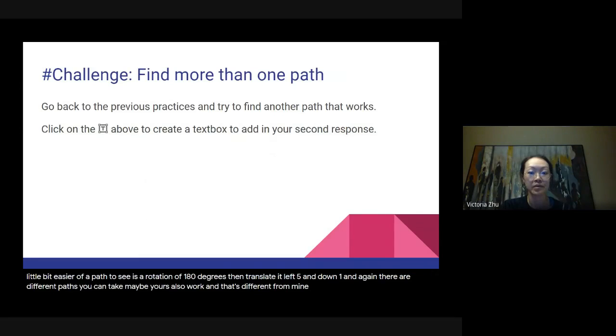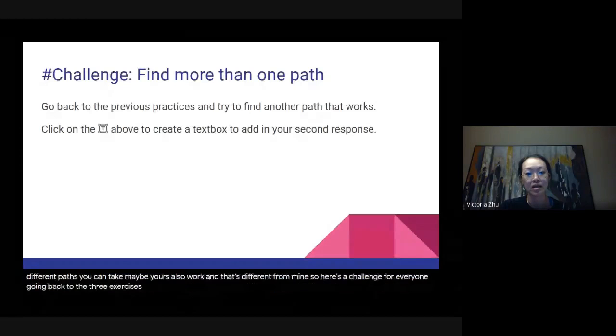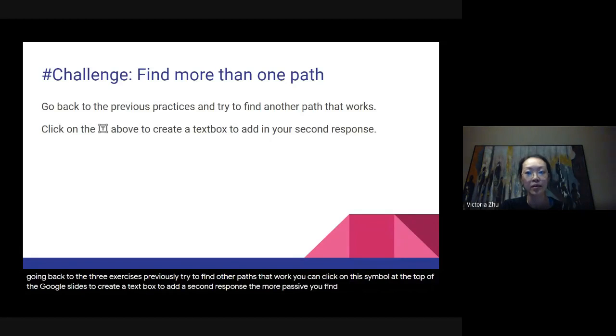So here's a challenge for everyone. Going back to those 3 exercises previously, try to find other paths that work. You can click on this symbol at the top of the Google Slides to create a text box to add a second response. The more paths you find, then the more comfortable you will be.